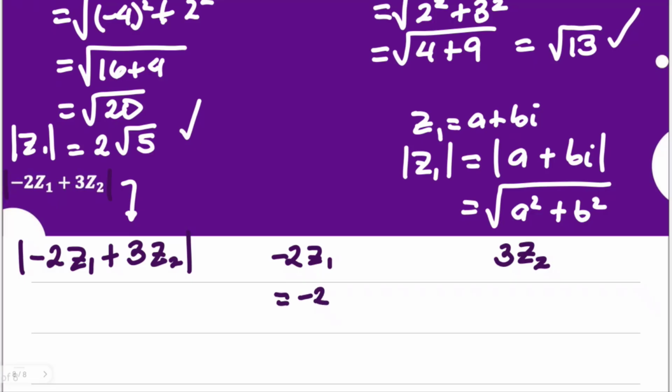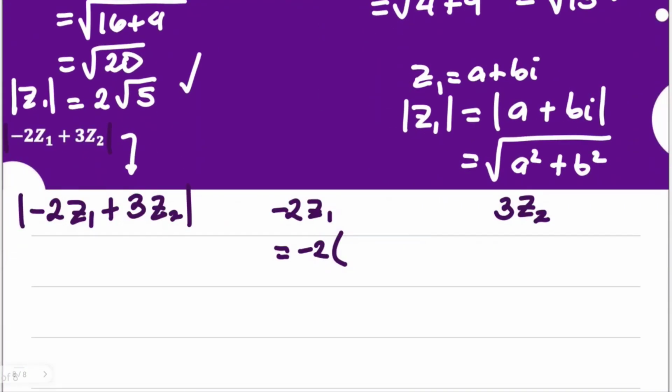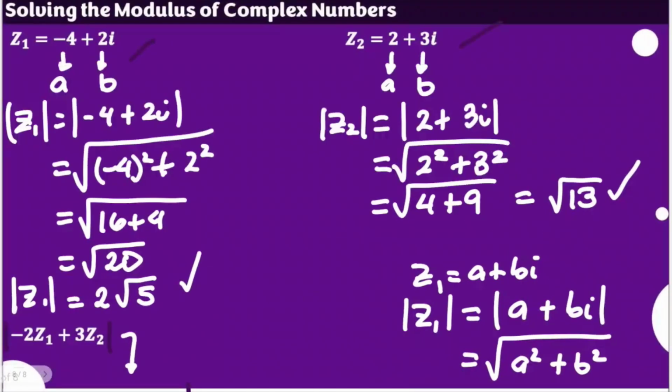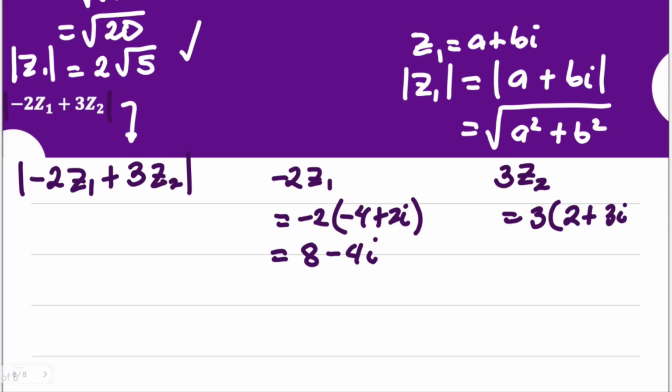This is by scalar multiplication, so it's easier to have this situation like this. Negative 2 times your z sub 1, that's negative 4 plus 2i. This is actually positive 8 minus 4i. And here, you will have 3 times your z sub 2, which is 2 plus 3i. This is, again, 6 plus 9i. And take note, we are to add them.